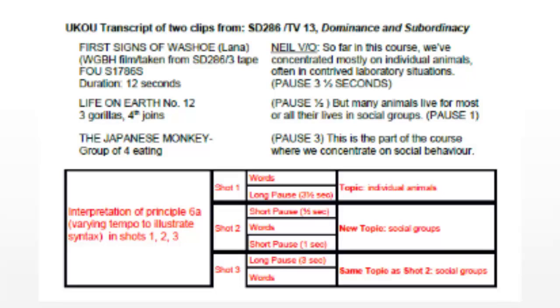The long pause at the end of shot 1 gives the viewers time to finish taking in that topic, individual animals in this case, and to recognize that the topic has ended because there's a long pause and nothing is being said about it. Now, if there is any doubt that it's finished, then the almost immediate narration afterwards, when you cut to shot 2, interrupts any lingering thoughts. So now they know it must be something new because something's being said about it. And what they hear being said is that it's social, it's a social group. So that's the transition between shot 1 and 2.